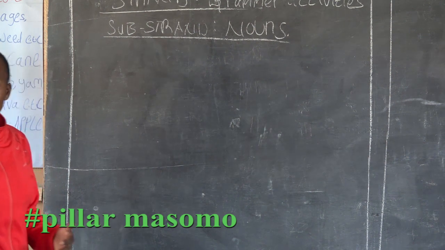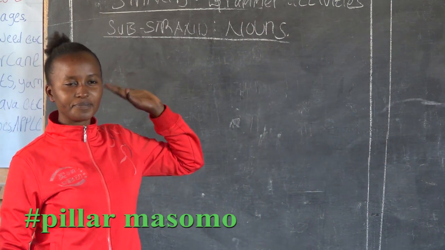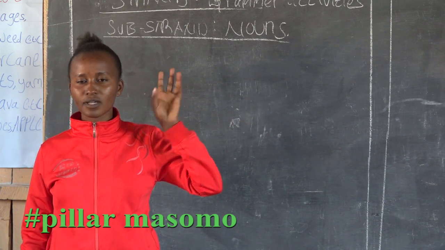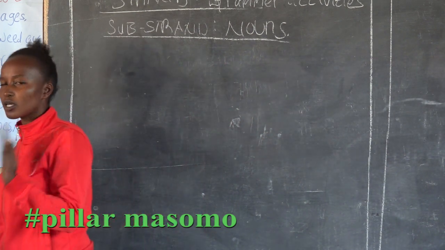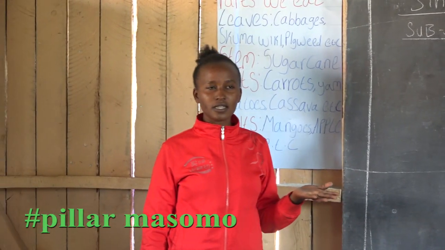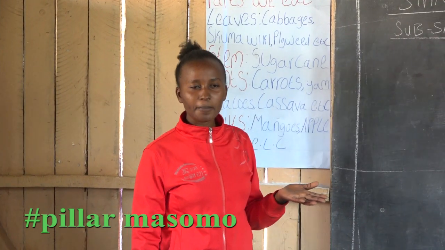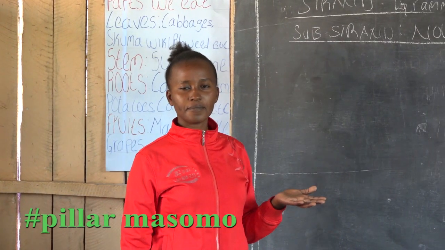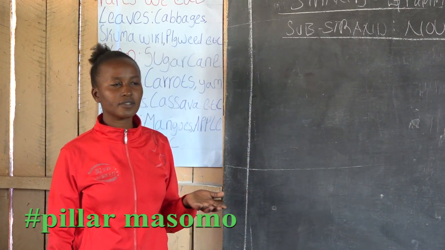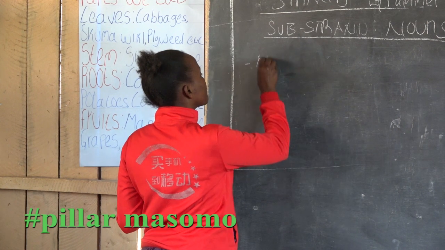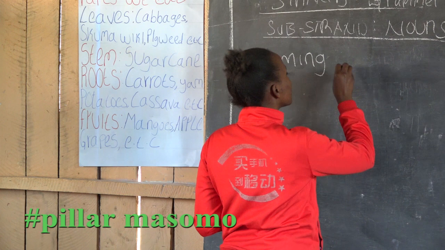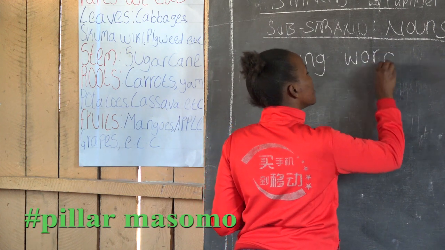And who knows what a noun is? Somebody? Yeah, Gloria, what is a noun? Can you be audible? I want to hear you from here. A naming word. What is a noun? A naming word. Clap for her. A nice one. A better one. And a sweet one. Congratulations. Well. We have a noun is a naming word.